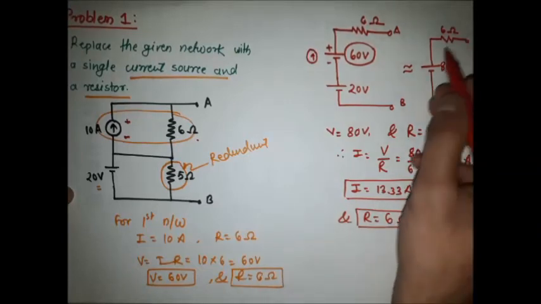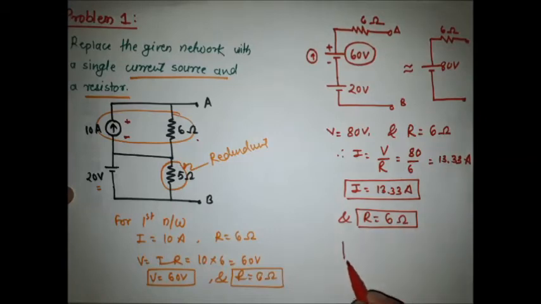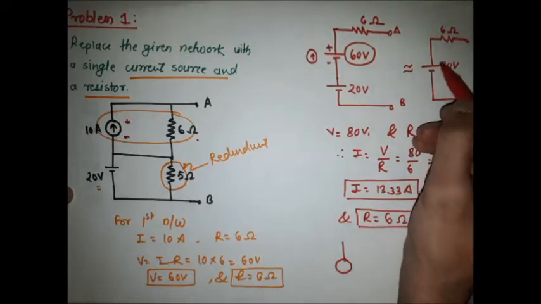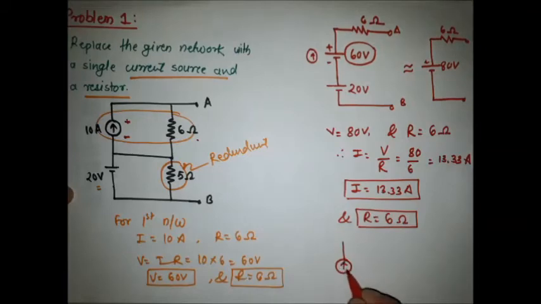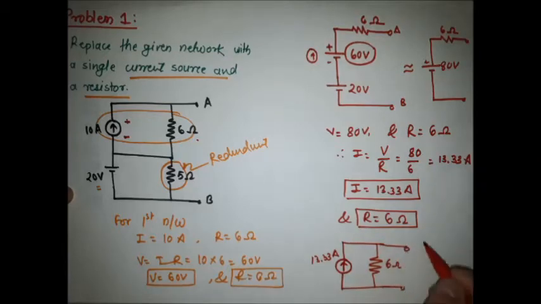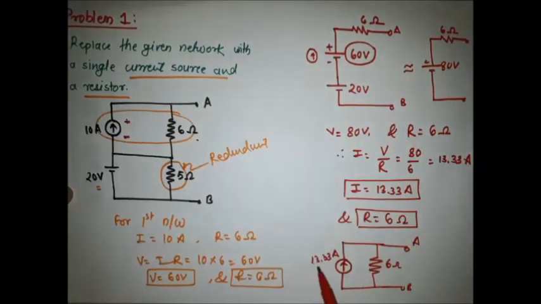So we are replacing this voltage source, which has the series combination, with the parallel combination of current source and the resistance. The direction we are giving to the current source: the positive terminal is at the upper side, therefore the direction is to the upper side. So simply the current is 13.33 ampere in parallel with the 6 ohm resistance. The final answer for this network, replaced with the current source and the resistance, is 13.33 ampere in parallel with a 6 ohm resistor.